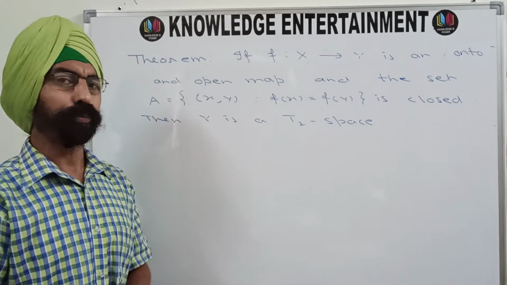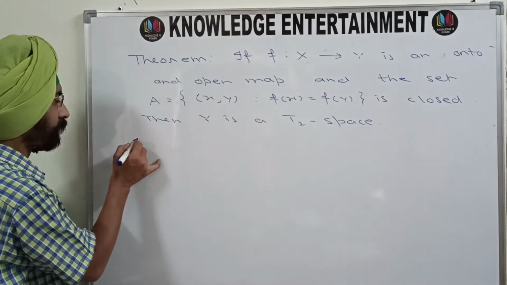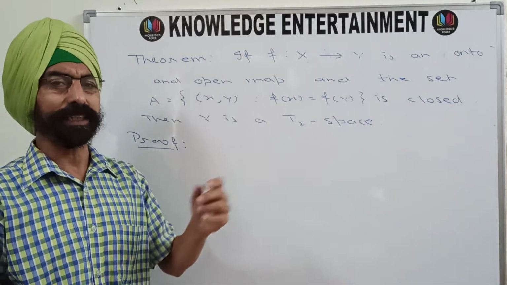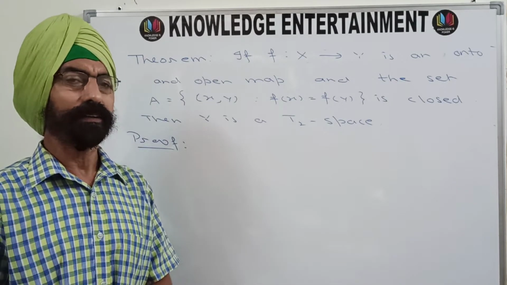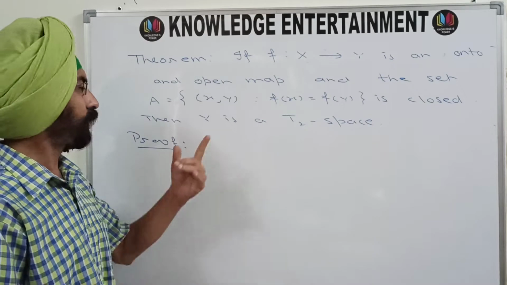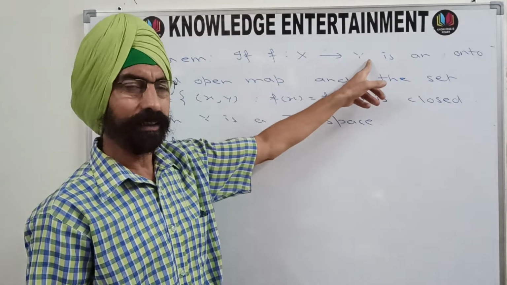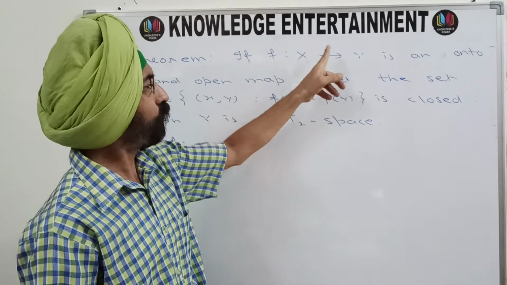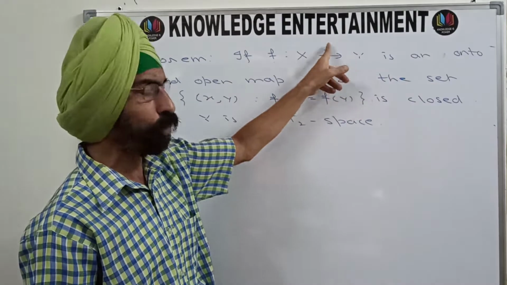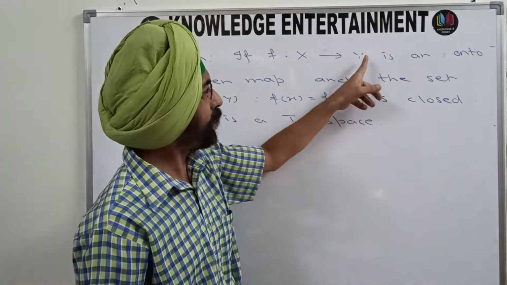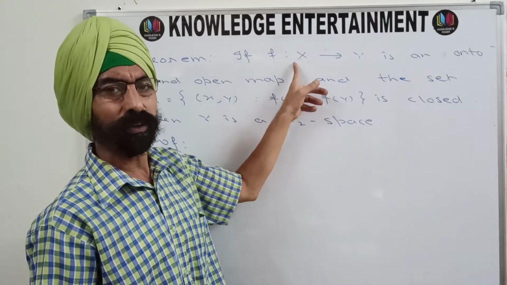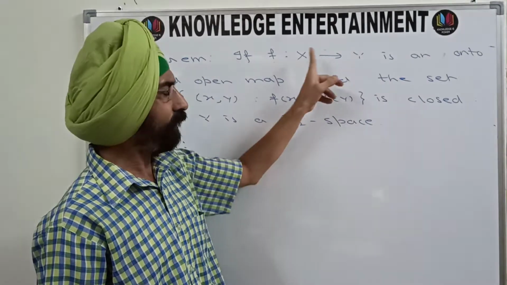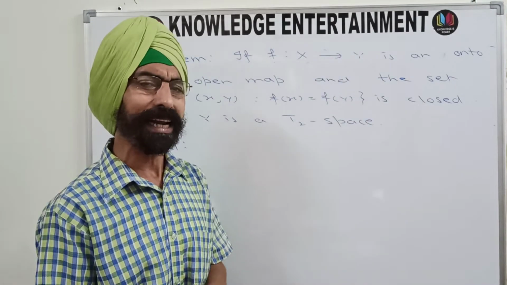Now let us move on to the proof of this theorem. We actually want to prove that Y is a T2 space. So from where do we have to start? We will have to take two distinct points from the set Y. Here f from X to Y is a function, and it is given to be an onto map. So that means every point is the image of some point of X. So if you want to take two distinct points from here, you can take f(x) and f(y). You can take f(a) and f(b).